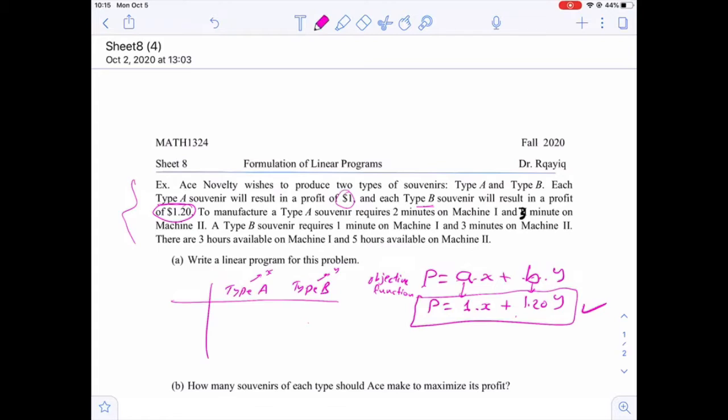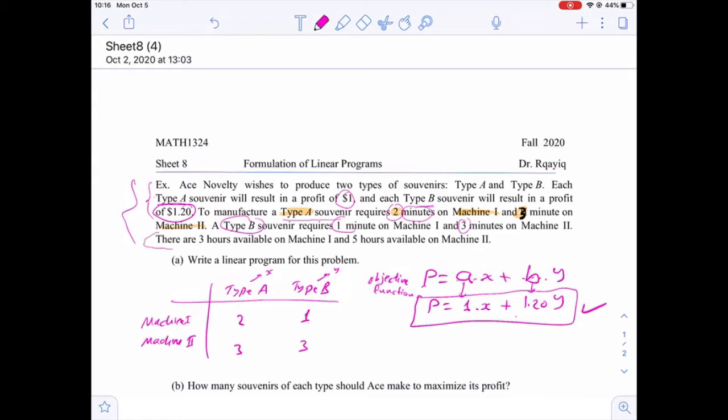Now let's continue. The manufacture of a type A souvenir requires 2 minutes. Now we are talking about time. As I mentioned in the first part, we were talking about prices or costs, that's the profit function or the objective function. But here we are talking about minutes, times. So type A requires 2 minutes on machine 1 and 3 minutes on machine 2. So we have two machines. Let me write them here: machine 1 and machine 2. So 2 minutes on machine 1 and 3 minutes on machine 2. And a type B souvenir requires 1 minute on machine 1 and 3 minutes on machine 2.